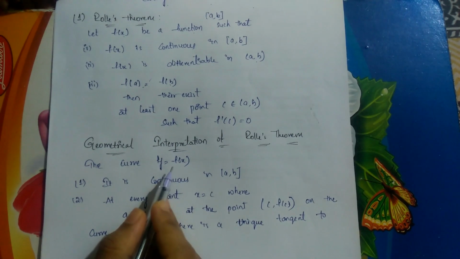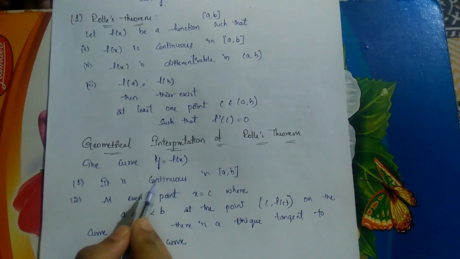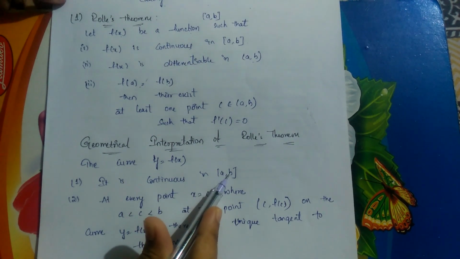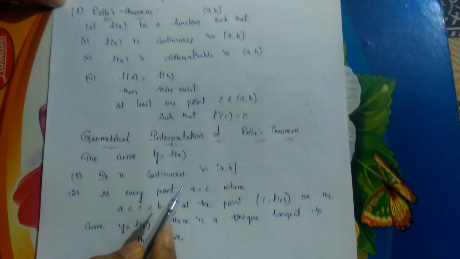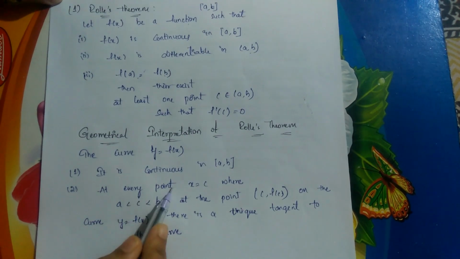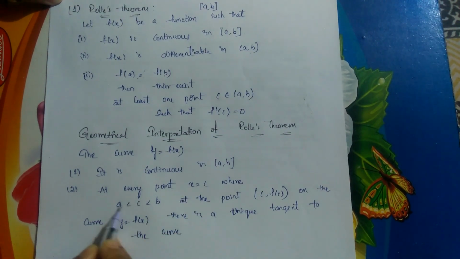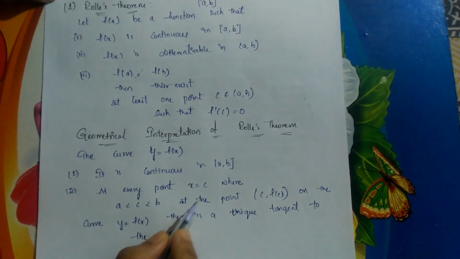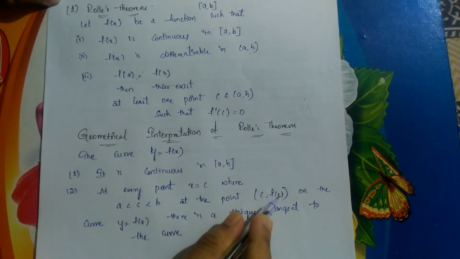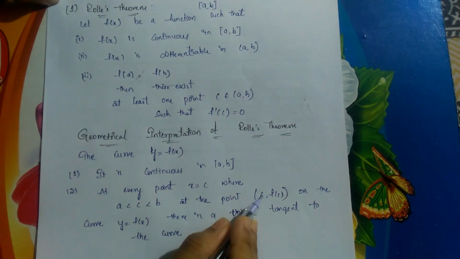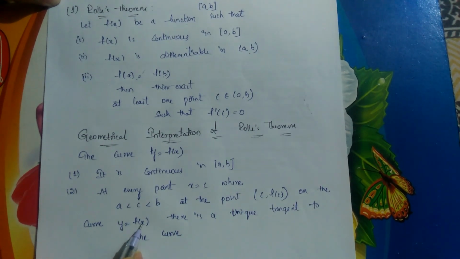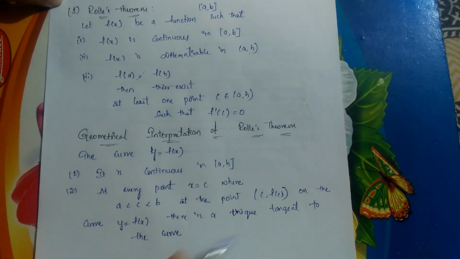The curve y equals f of x is continuous in the given interval [a, b]. And at every point x equals c, where a is less than c less than b, meaning c lies between a and b, at the point c comma f of c on the curve y equals f of x, there is a unique tangent to the curve.